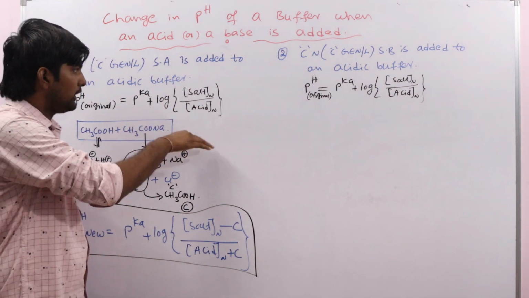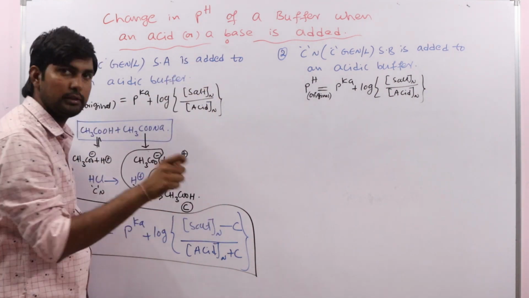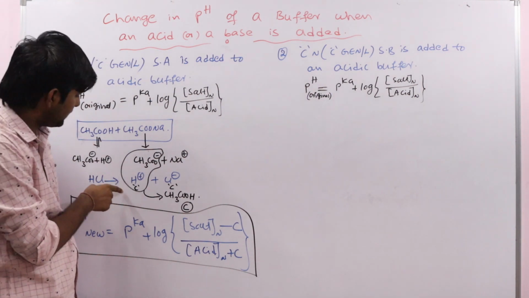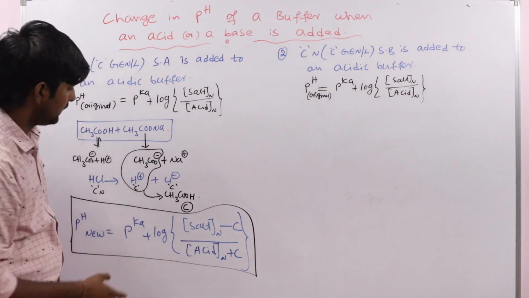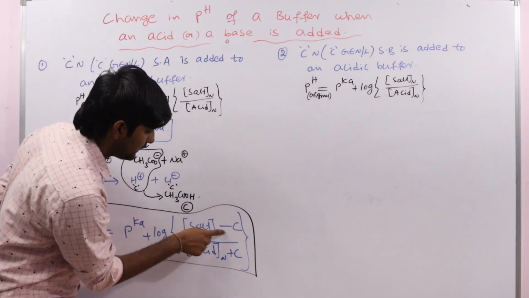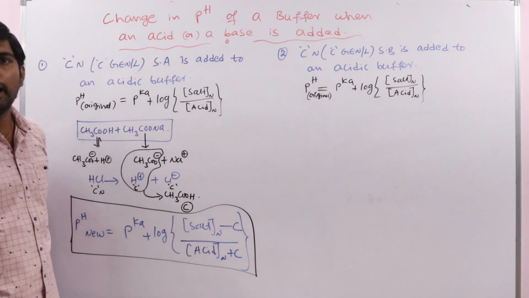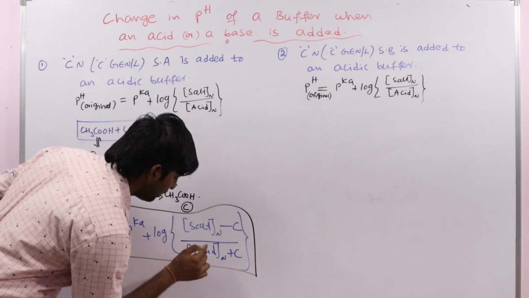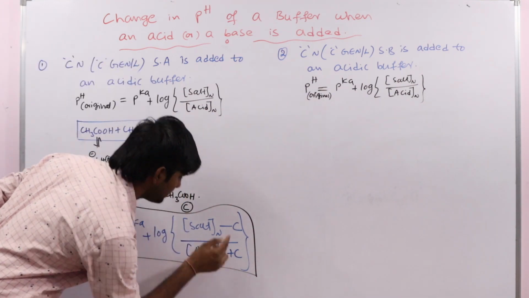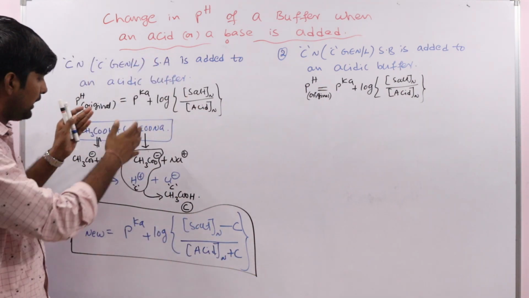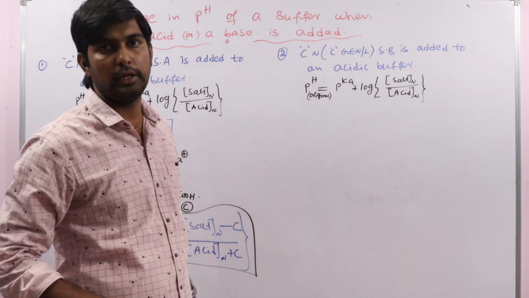So its concentration is decreasing, the salt concentration is decreasing. How much does it decrease? That is equal to the concentration of H plus ions which we are adding. So that's why the salt concentration is decreasing. So: original salt concentration minus how much reacted with the acid, and original acid concentration plus how much acid is formed. Yes or no? If you understood this one, the remaining three cases are the same.